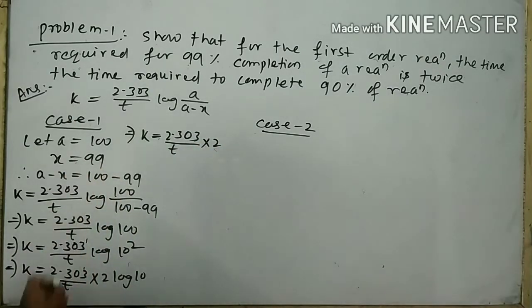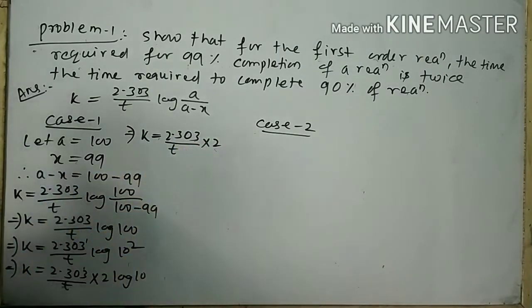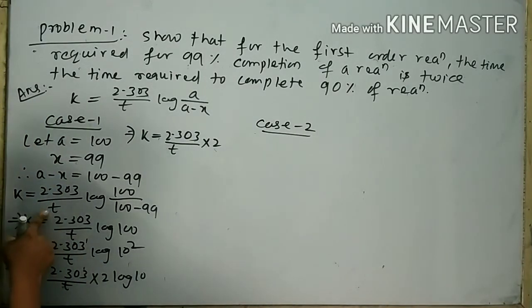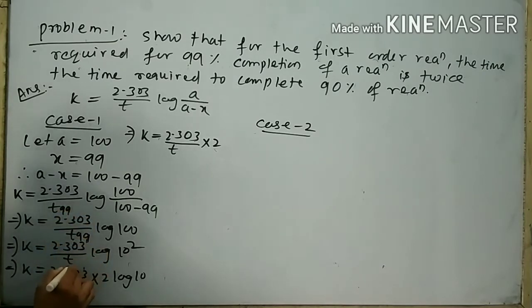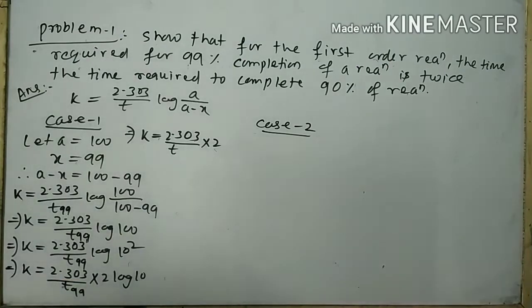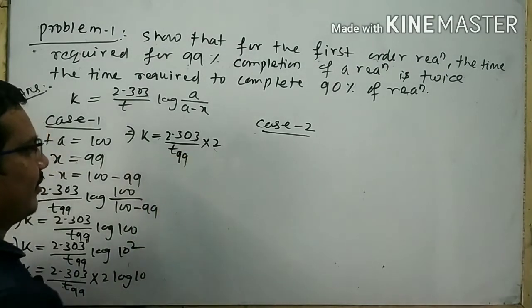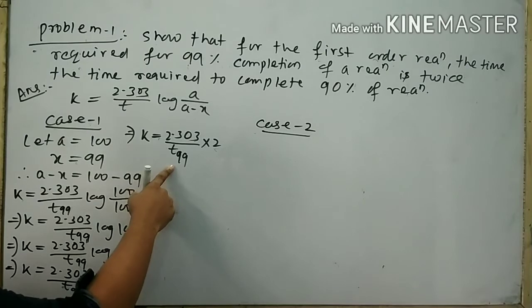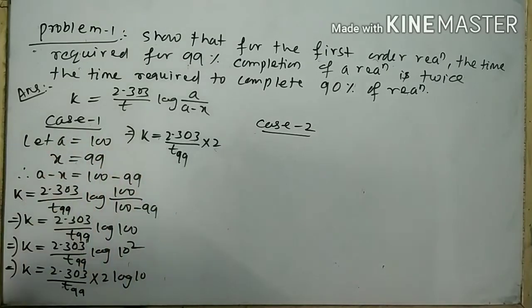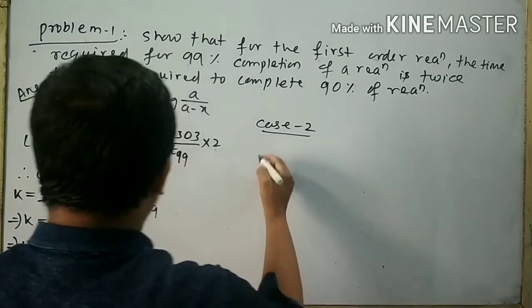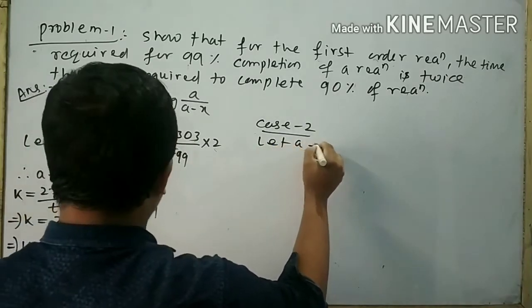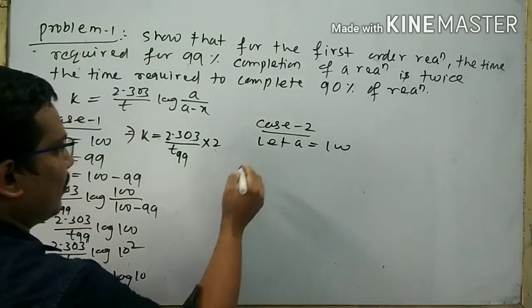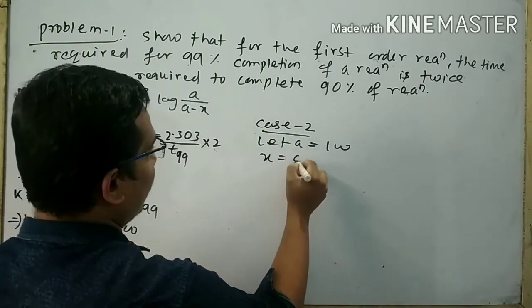Suppose for case 1, to distinguish the time from case 2, we can symbolize this t as t99. That means here also we can write t99. This is only the symbol to represent the time for case 1. For case 2, let A is equal to 100. According to the question, x is equal to 90.